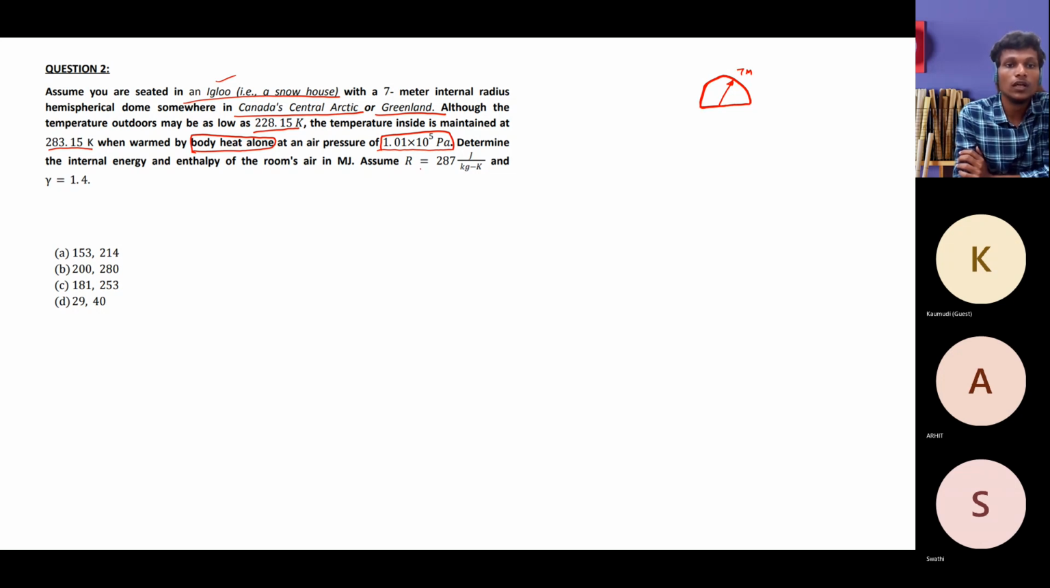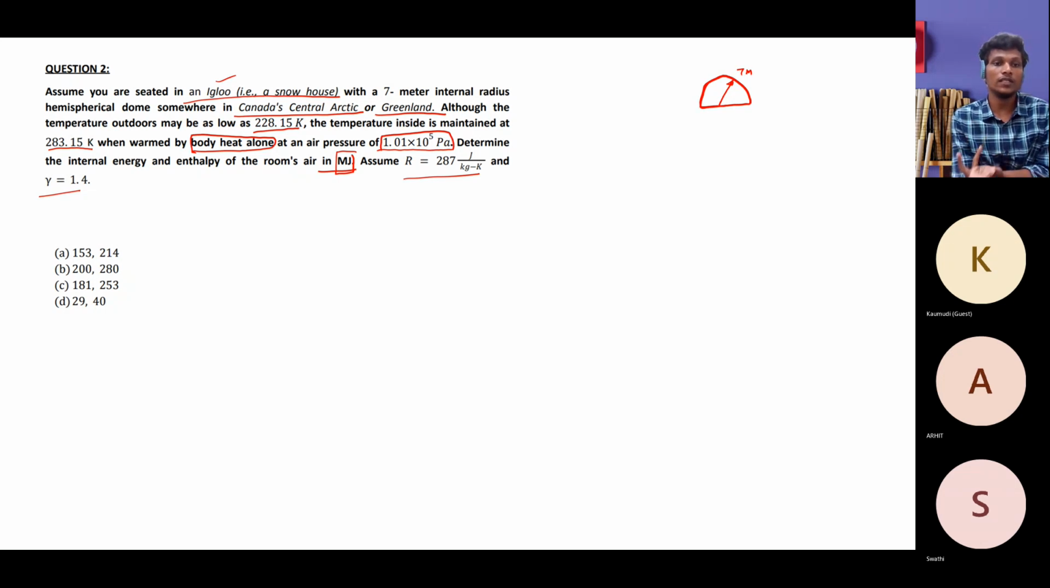Determine the internal energy and enthalpy of the room's air in megajoules. It's not asking only for joules per kg Kelvin or something. We need the complete energy present inside the room, both the internal energy and enthalpy. And we have some constants here. Any idea how we can proceed? How to solve this question?